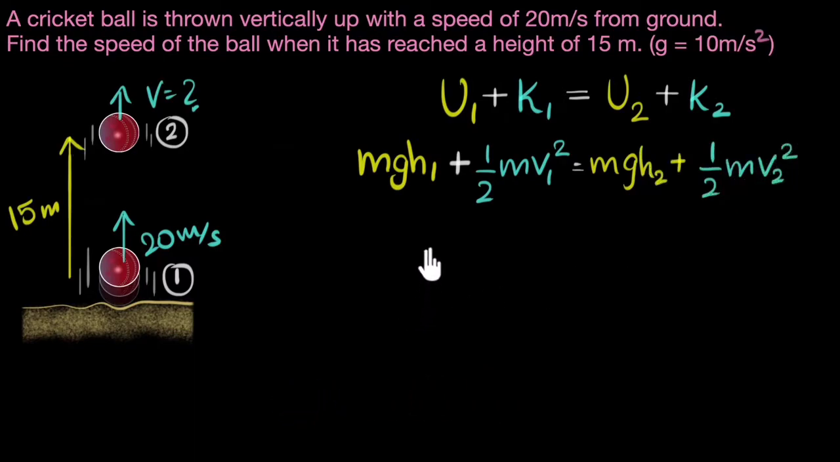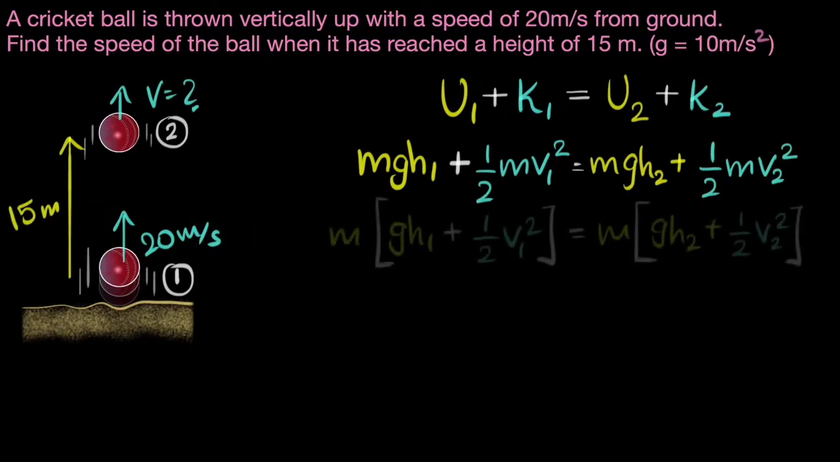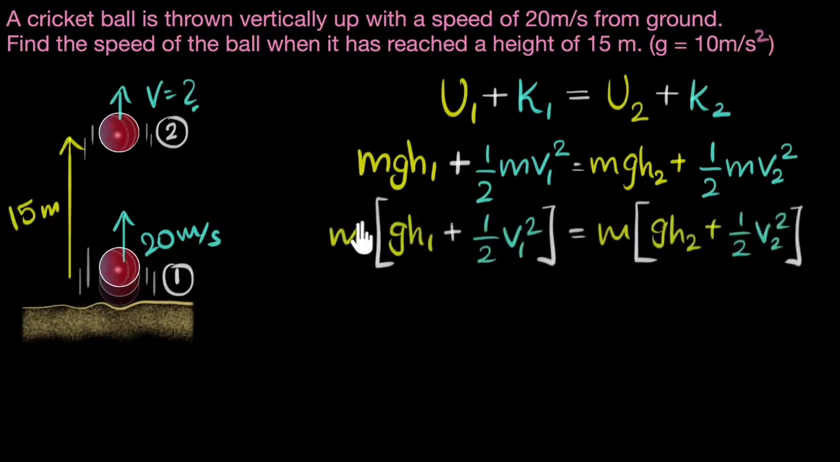Okay, now before we substitute, can you see that m is common everywhere? Let's pull that out. So if we take m common, then you see m cancels out. And now let's see if we have everything that we want. We know the value of g, that's given. h1, what is h1? h1 is the height at this point. We know that it's 0, right? Because I'm throwing from the ground. So I know h1 is 0.